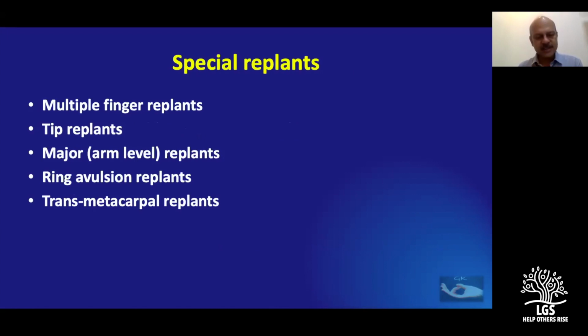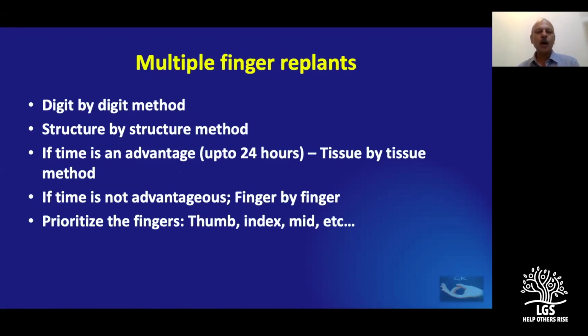Now we'll consider special replants before we close. Multiple finger replants, tip replants, major replants, ring avulsion replants, trans-metacarpal replants. Now, when we talk about multiple finger replants, the commonest question is, should we do one digit at a time? Finish the digit, do the fixation, do the tendon repair, do the artery, do the vein for one digit, then go to the next digit?